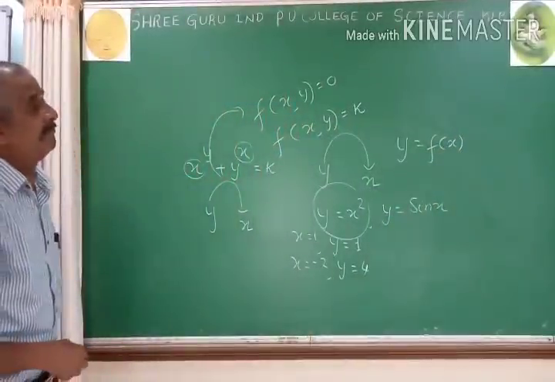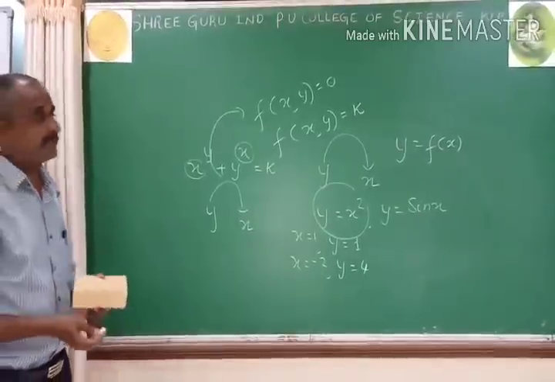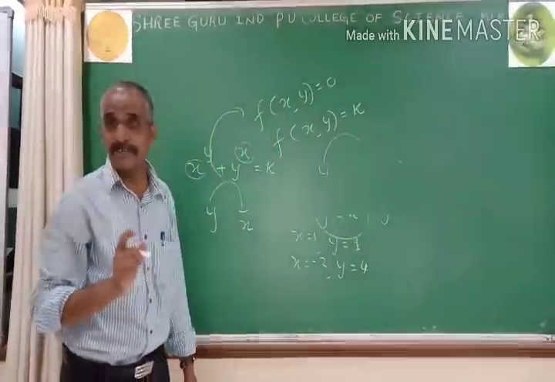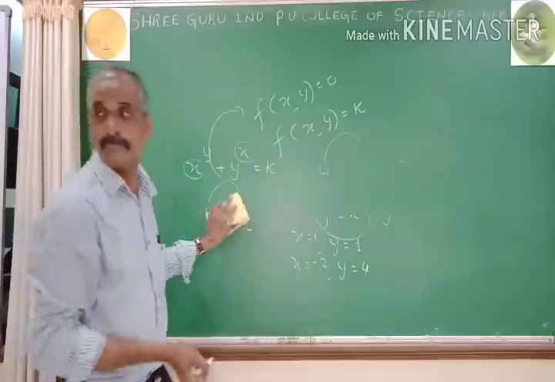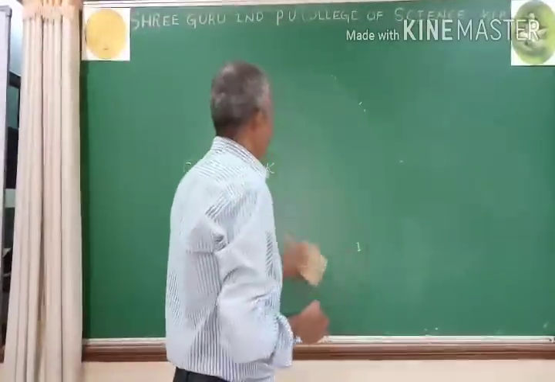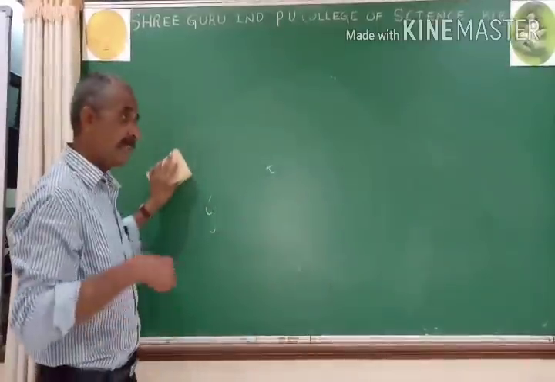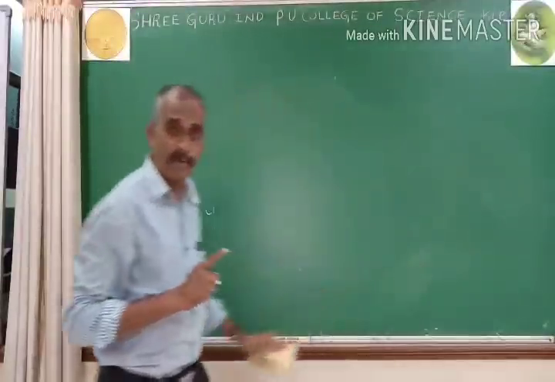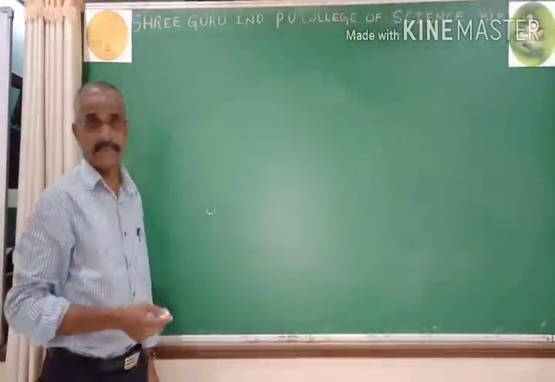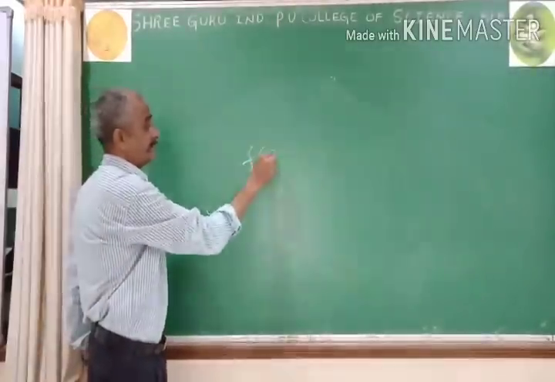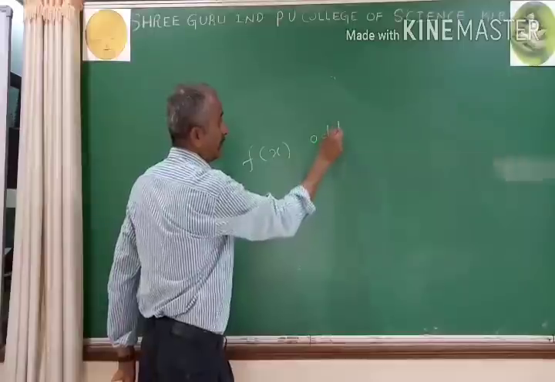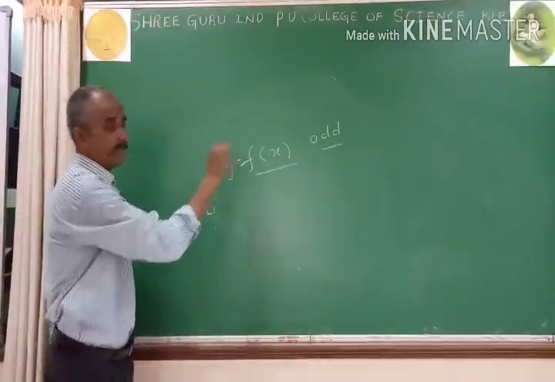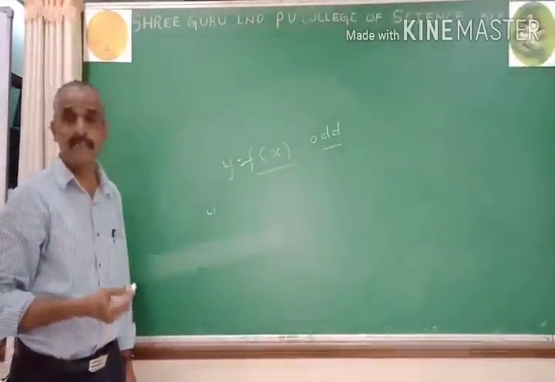And after this, there come two more important functions, namely the odd function and the even function. Still, we have many more functions that we shall see at a later stage. Right now, two more functions, namely odd function and even function. And one more thing, keep in mind that in calculus, whenever we write f of x, it is always understood that y is equal to f of x.